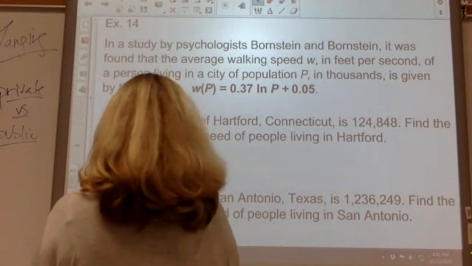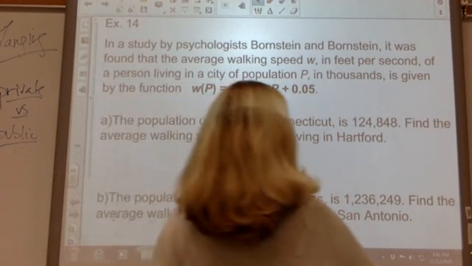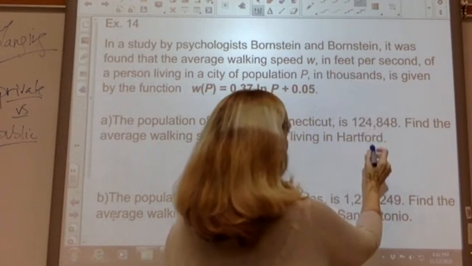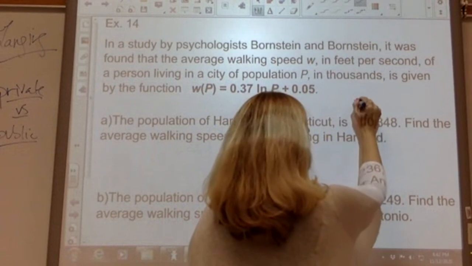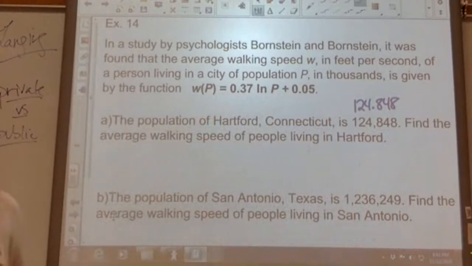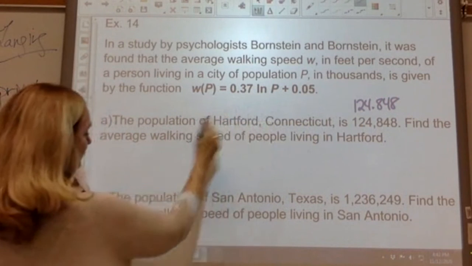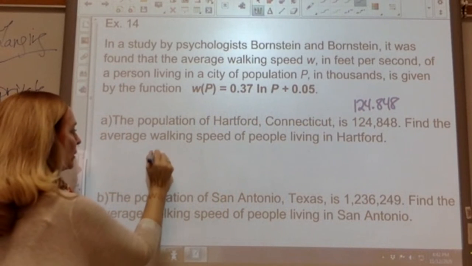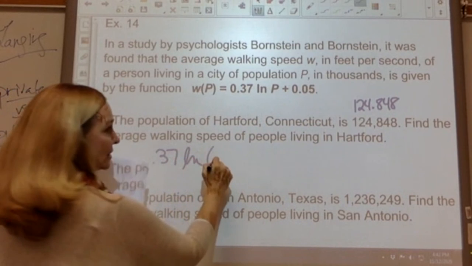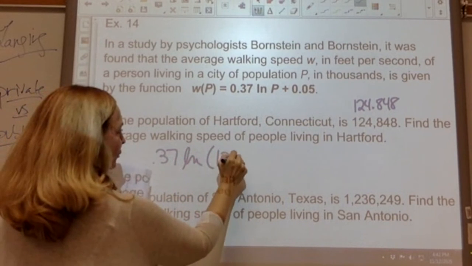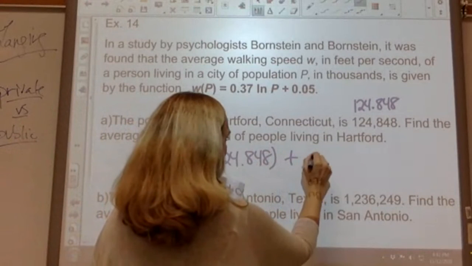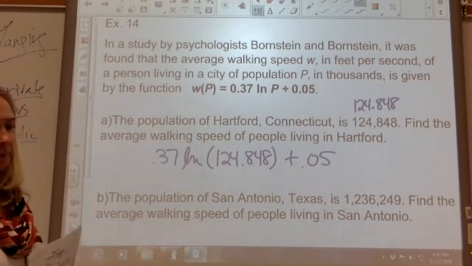So if I rewrite this number in thousands, because P is the population in thousands, then here's thousands. So this would be 124.848. Okay, that's what I'm going to plug in. So then I just take this little function they've given me, and I have 0.37 natural log of 124.848 plus 0.05. And then you type this in your calculator.